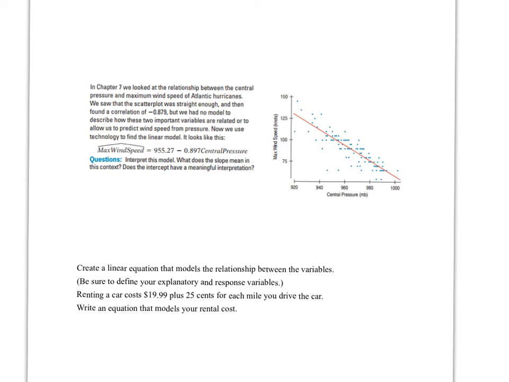Okay, I want you to try to take a second and read the scenario. It's the same scenario we had with central pressure and max wind speed, but they give you an equation for the actual relationship between the two things. I want you to try this without my help first, and then I'll explain what it should mean. Take a second and see if you can figure out what the slope means in context, and if the y-intercept has a meaningful interpretation. So just take a minute and do that, and then pause the video. When you come back, I'll explain.